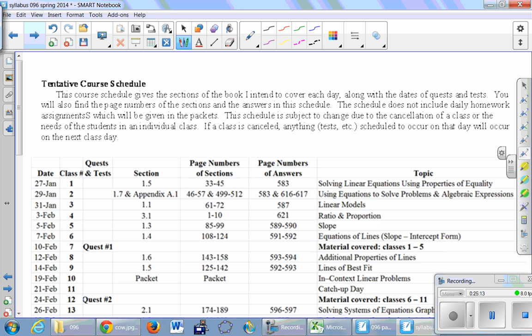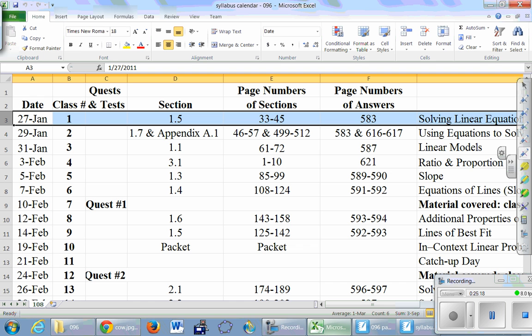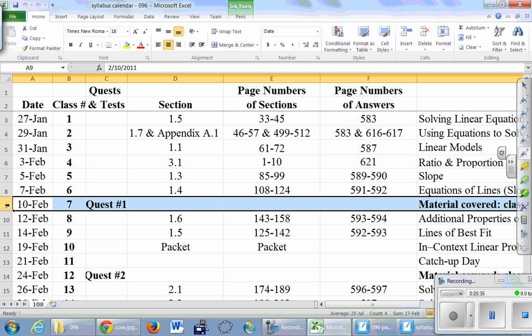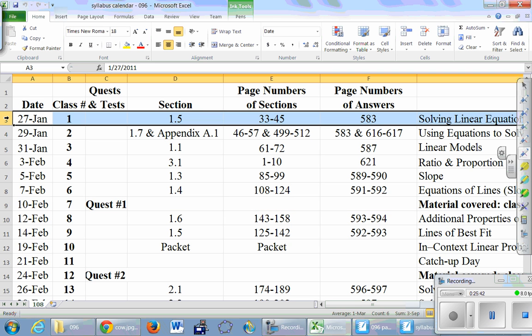Okay, this last page here is a really important document. It's our schedule. I'm going to pull up a version of exactly the same thing. It just looks a little better if I show it to you in Excel. So this lays out exactly what we are going to be doing every day of the semester. If you're ever not sure of where we are, this is a good place to go for information. You can find out the dates of the quests and the tests. For example, our first quest is coming up on February 10th. Mark your calendar.